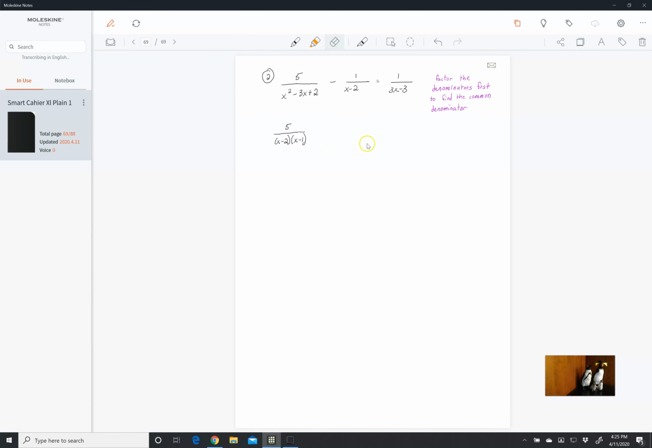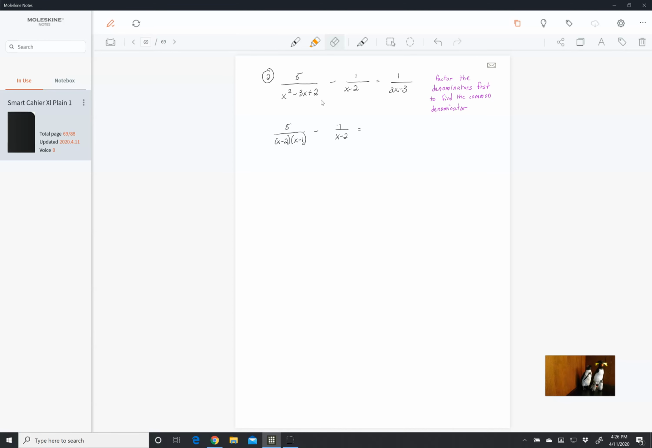Sometimes what I'll do is, instead of rewriting the whole fraction, I'll just write in tiny letters and numbers what this actually factors to down here. You can do that. It's up to you. I'm doing it this way so that it's easy to follow along. Okay. Then we have x minus 2 is already factored. There's nothing that you can do about that.